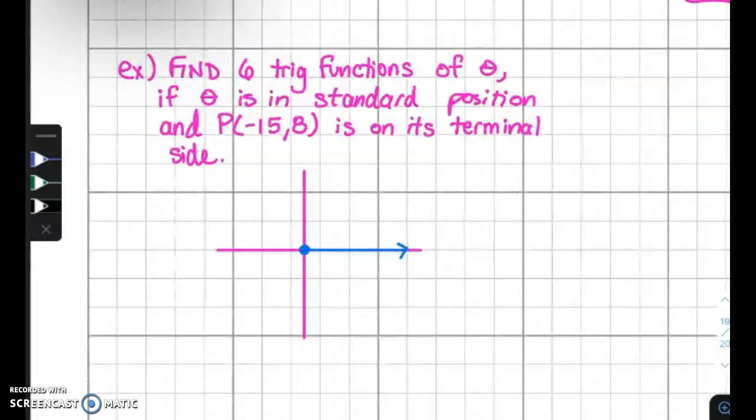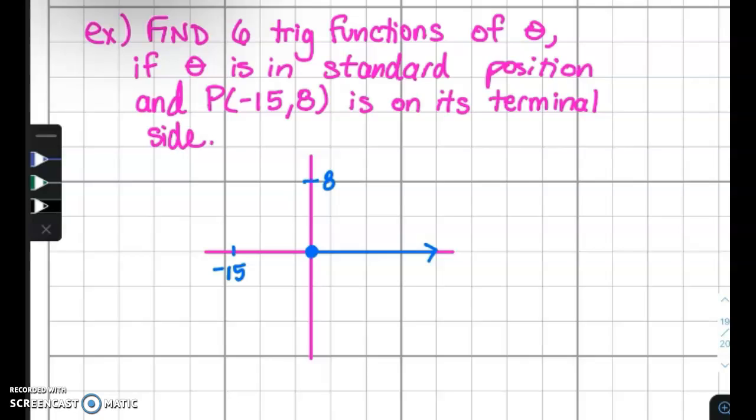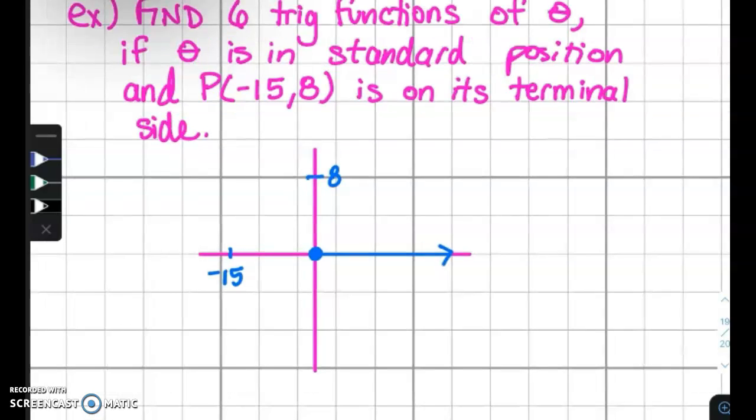And then what we're going to need to do is graph the point (-15, 8). You don't need to count all the way to negative 15 and 8. You can just approximate it on a graph. So negative 15 is the x value, that means you're going to go left 15. 8 is the y value, that means you're going to go up 8. And then you're going to make a point there. So that is the point P. And they're saying that that lies on the terminal side of the angle.